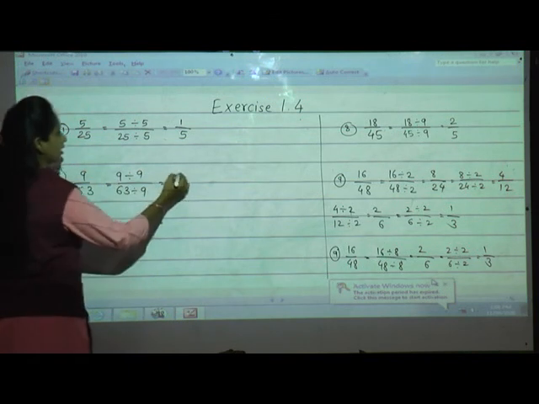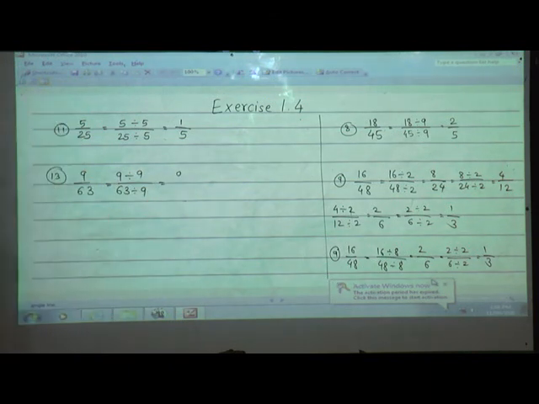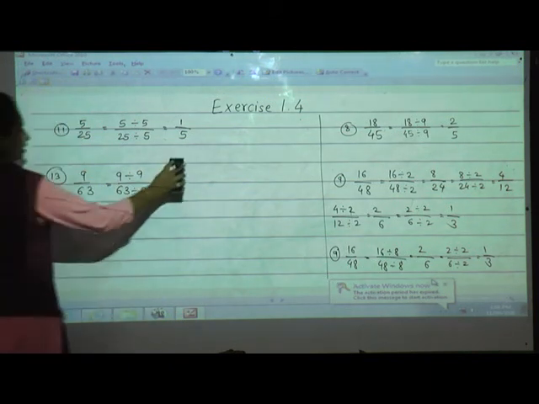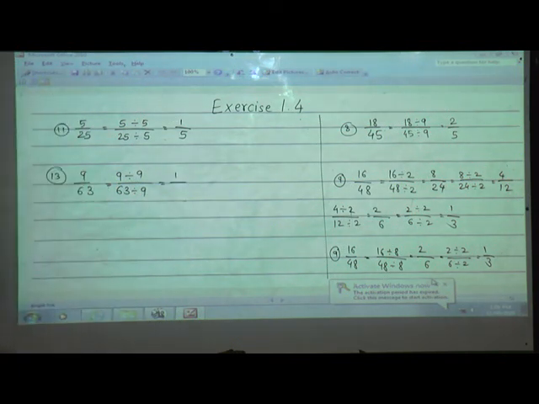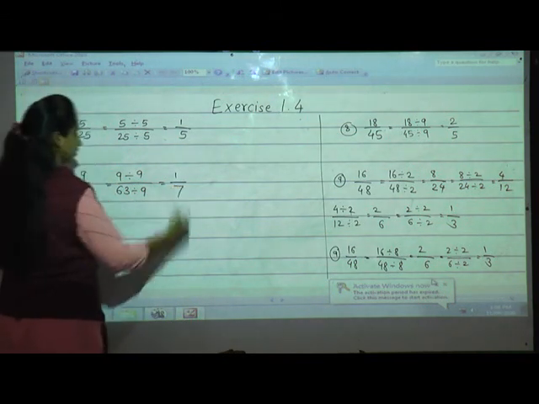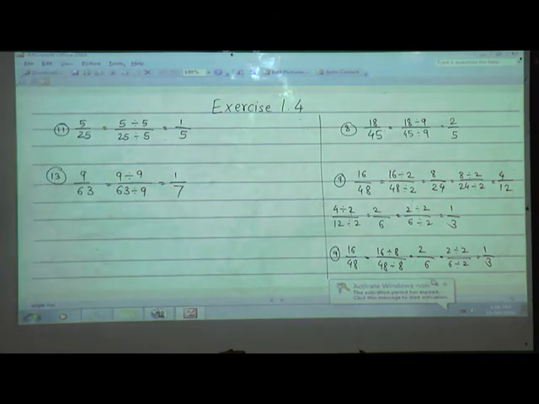9 ones are 9, isn't it? Now tell me, 63 divided by 9. Yes. 9 sevens are 63, isn't it? So the answer is 1 upon 7. Clear? Is that clear? Yes. Now I will solve the 15th one, last.